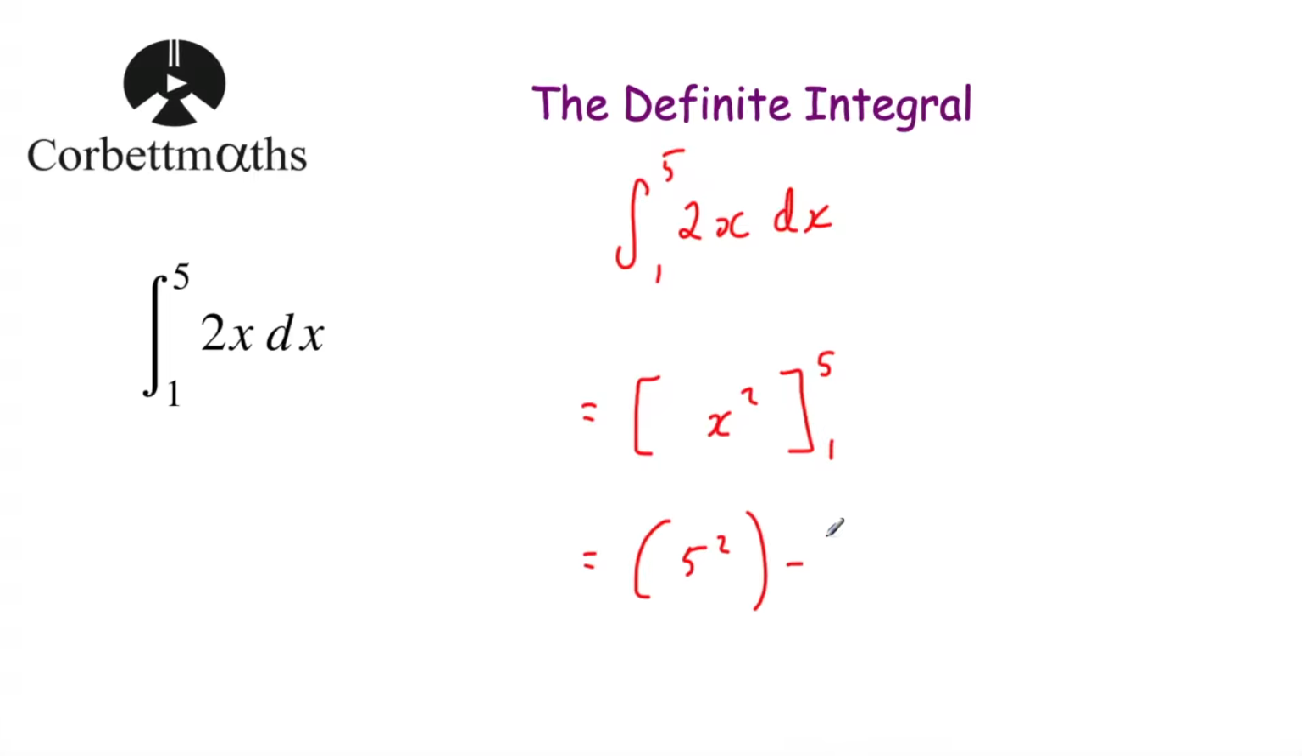And then we're going to subtract whatever we get when we substitute in our lower limit. So you always subtract these. You're going to substitute in the upper limit, you're going to substitute in the lower limit, and you'll take them away. So let's do 1 squared, and then close brackets.